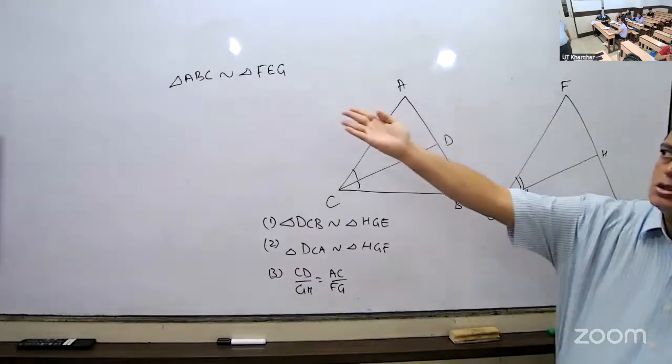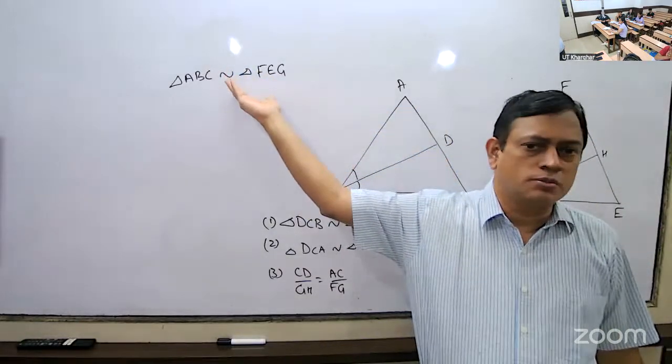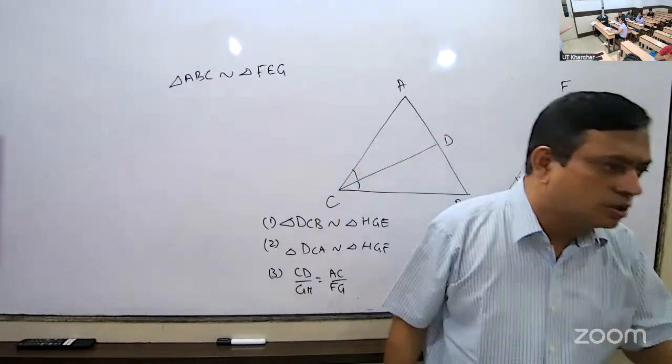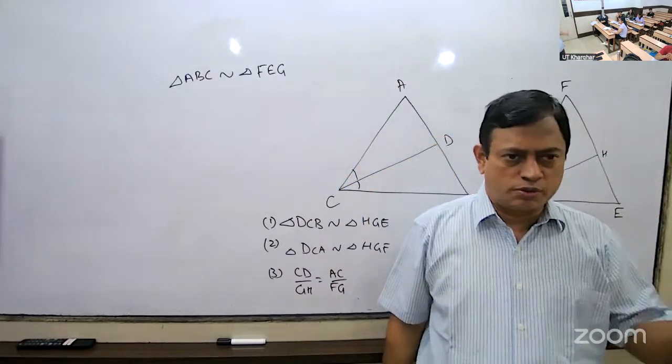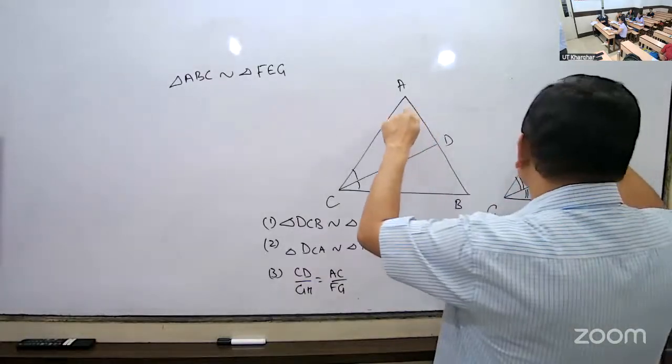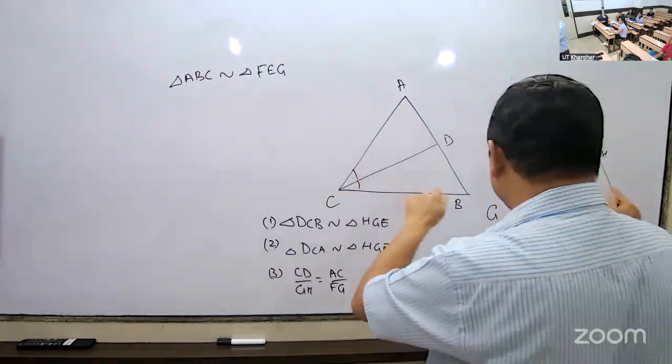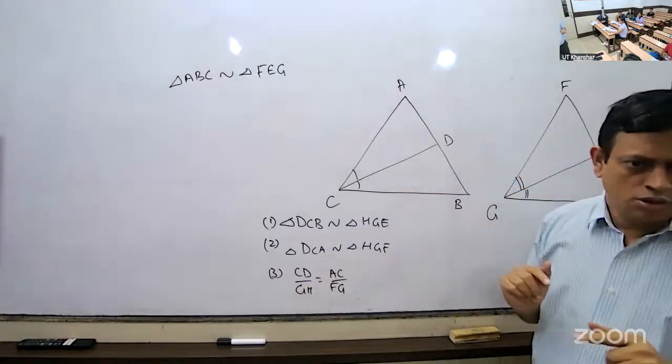See, it is already written over here, no? These two triangles are similar. What does it mean? Corresponding angles are equal, corresponding sides are proportional. Which are the corresponding? Angle A is equal to angle D, these two are equal, these two are equal. Understood or not?